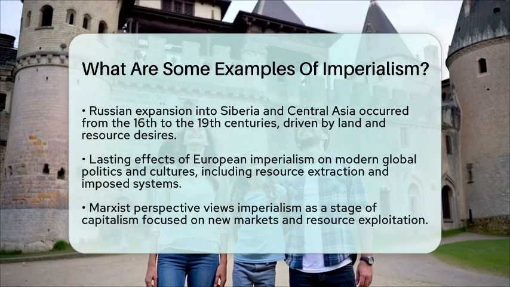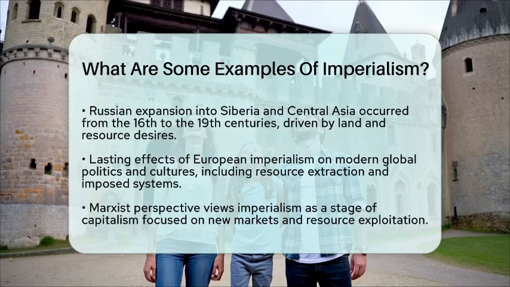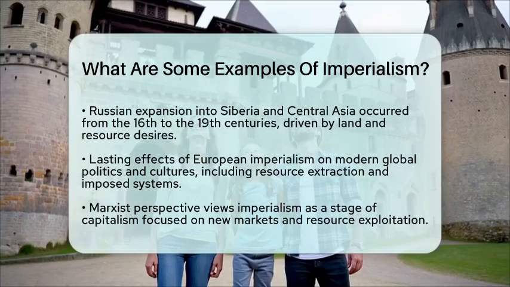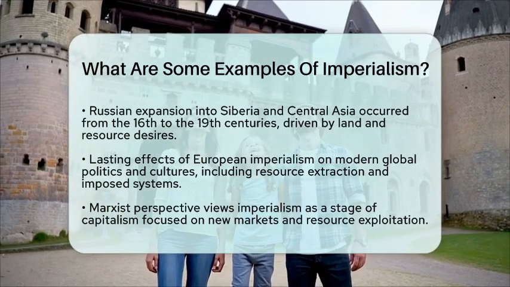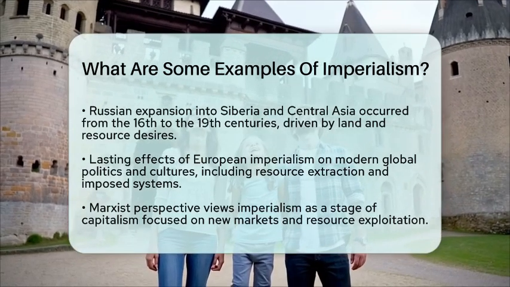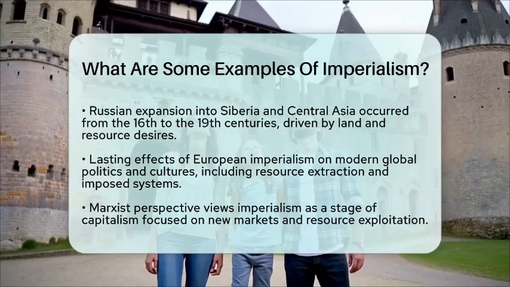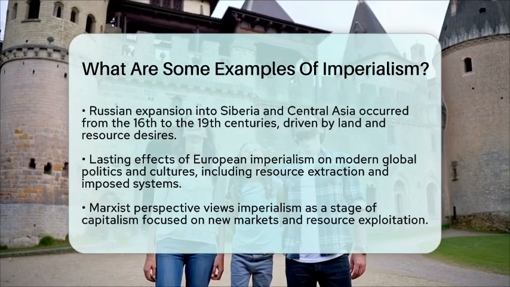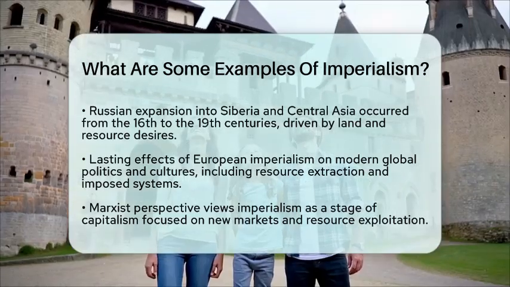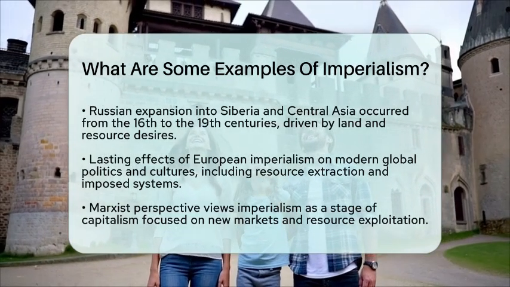In summary, imperialism in European history includes the Spanish conquest of the Americas, British rule in India, French expansion in Africa, Belgian control of the Congo, the Scramble for Africa, and Russian expansion into Siberia and Central Asia. Each of these examples showcases the various methods and motivations behind imperialism. The legacy of these actions continues to influence global relations and cultural identities.